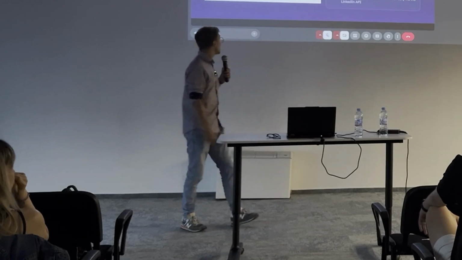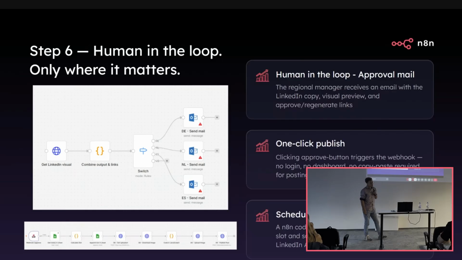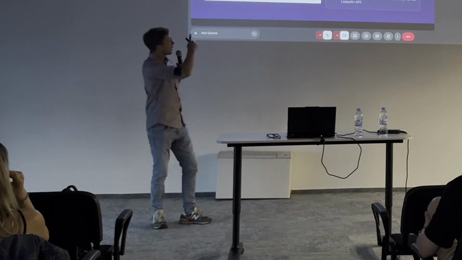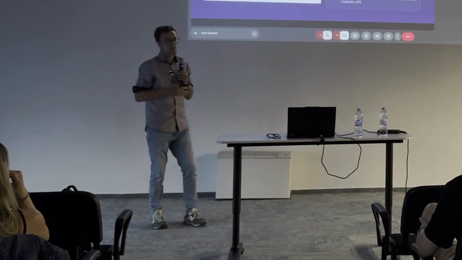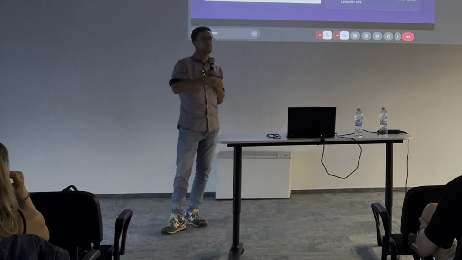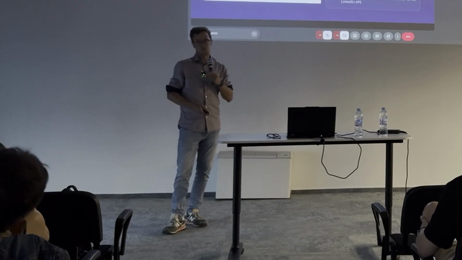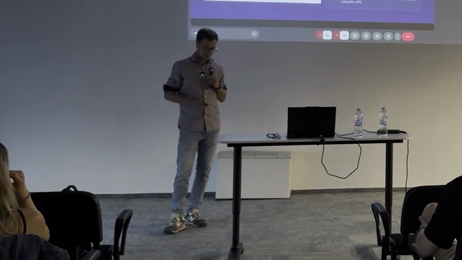Something I don't have here now, but I mentioned the regenerate button. So whenever the person who is receiving the post suggestion is not happy about the suggested post, he can just click on regenerate. My workflow will run again, will receive the old post that is basically disapproved, and it will generate a new one and send the email just back to the person, hopefully to be approved this time.